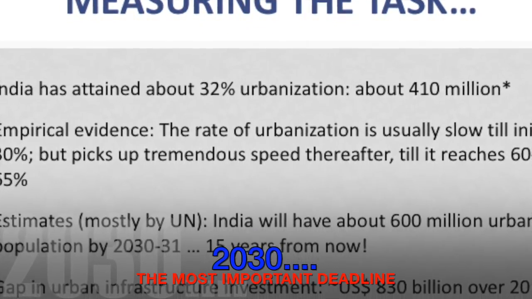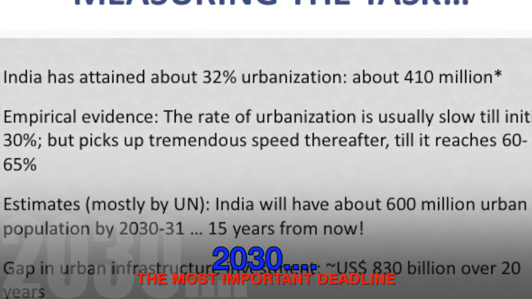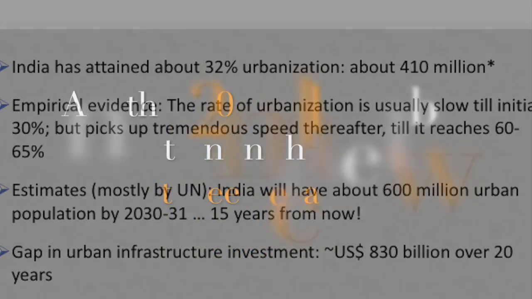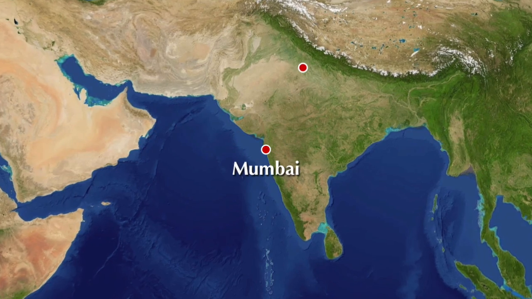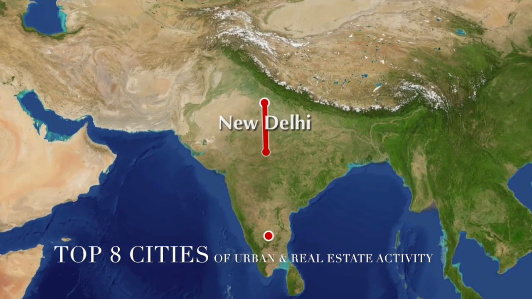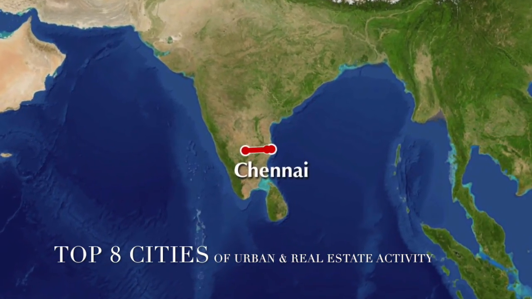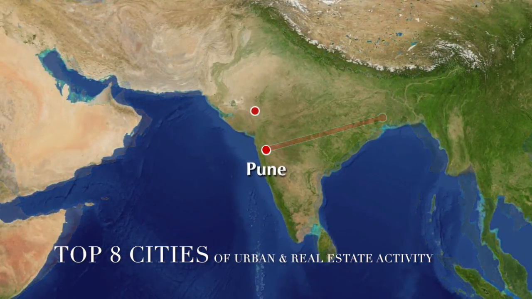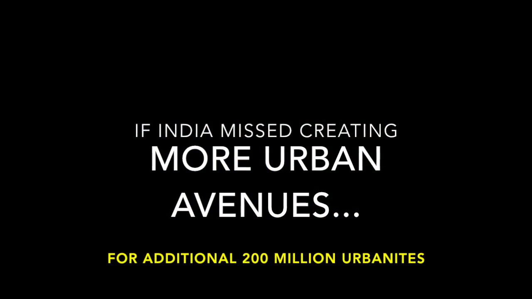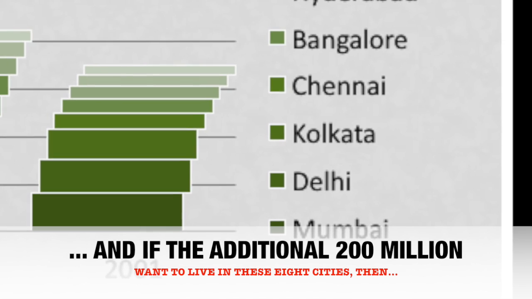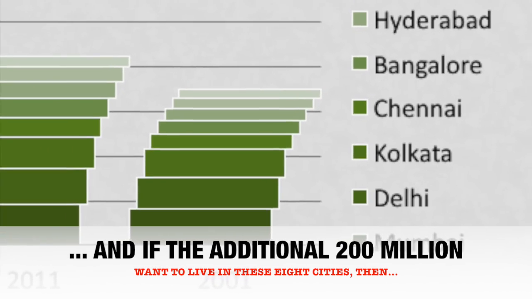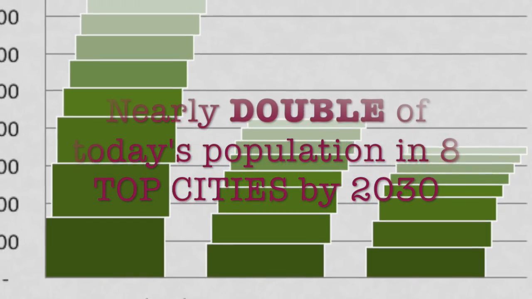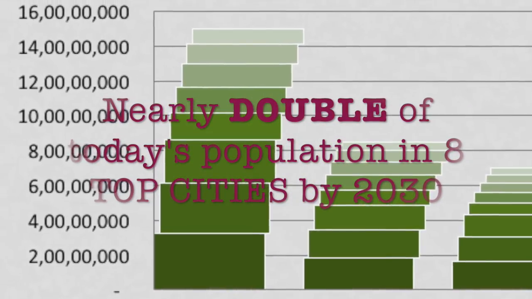India, by various estimates, needs massive investments to make everything happen. And mark the year 2030, when the urban population may become 600 million. To have a yardstick, we use the top 8 cities of economic activity and urban development, which are these. So if India failed to create new urban options, then prepare for at least a very noisy and crowded place.